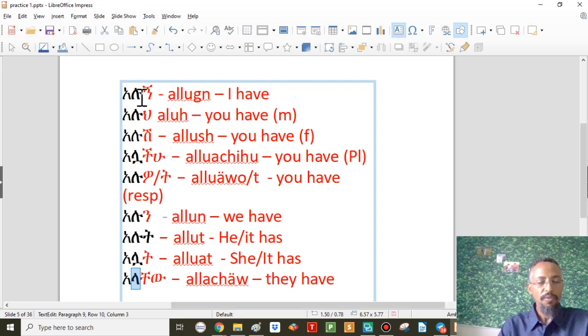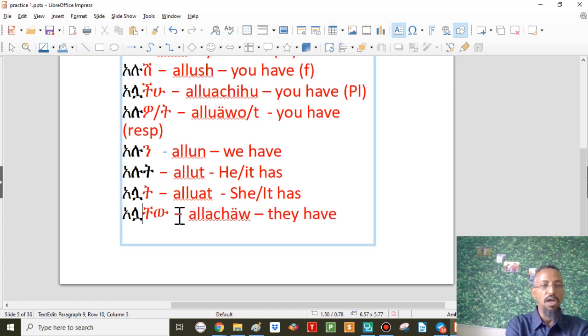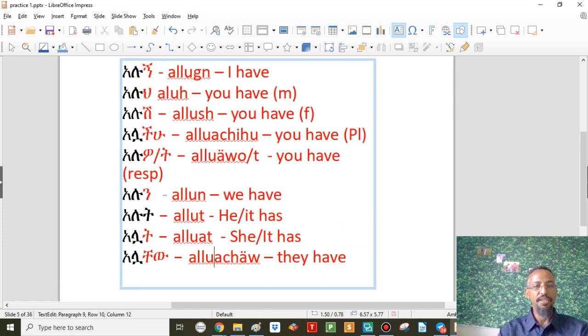One is we change the le to lu, or the le to la here. So, aluacho, aluat. The instances, let's count 1, 2, 3. In 3 instances, we use lua. That is the subject, you plural, aluachu.